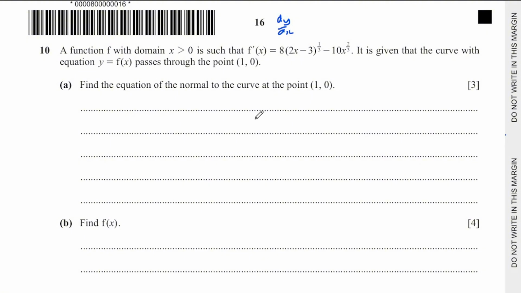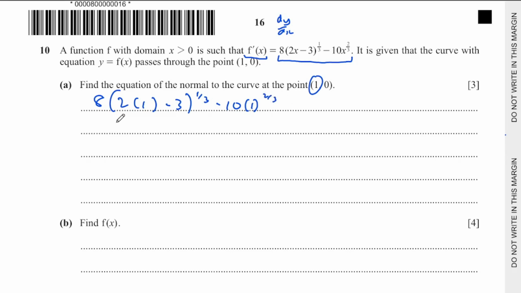So the normal to the curve means that the normal line is perpendicular to the tangent, and obviously the gradients multiply to give you -1, and the tangent gradient is given by dy/dx, which is f prime of x. So we can use this with our x value of 1 to find the gradient at that point, right? So 8(2(1) minus 3)^(1/3) minus 10(1)^(2/3). That gives us the gradient of our tangent.